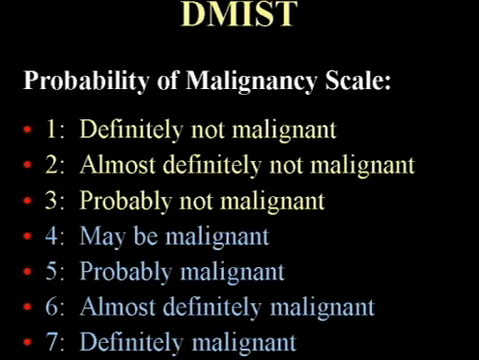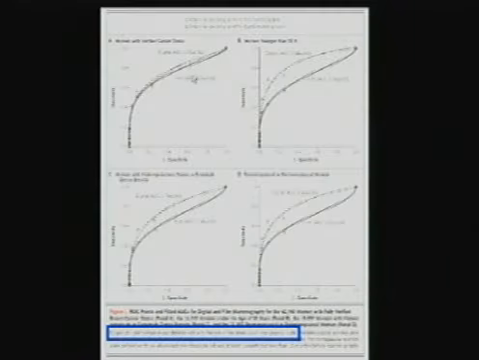Remember that 7-point probability scale. In order to do the analysis, you're going to have to make a cutoff point and determine what you will call a positive and what you will call a negative. So the authors decided to call these three, definitely not, almost definitely not, and probably not malignant, a negative. They decided to call the bottom four a positive. And so how the ROC curve will pan out will depend right here on the differentiation between probably not malignant and maybe malignant. Okay, now let's look at the curves again.